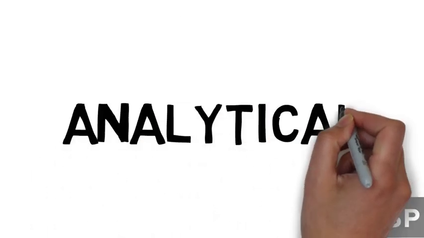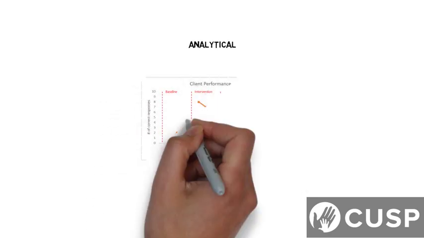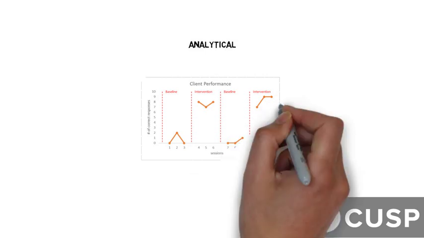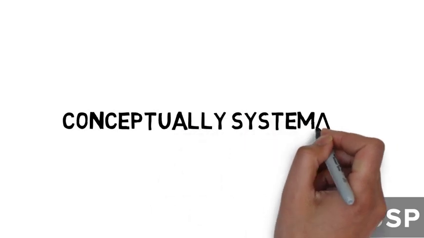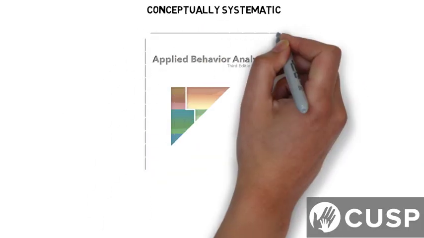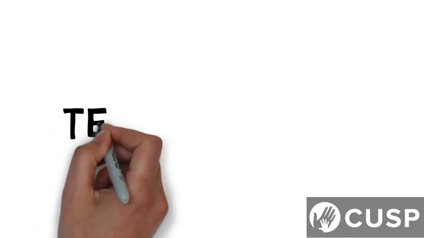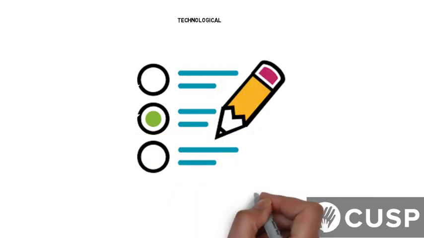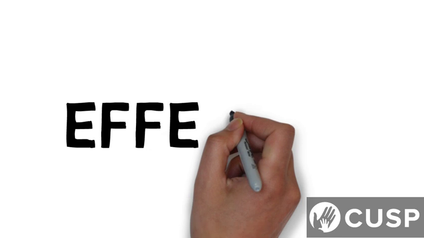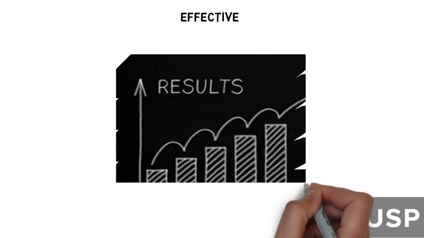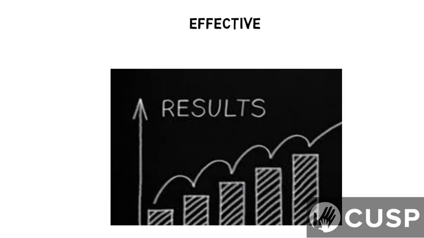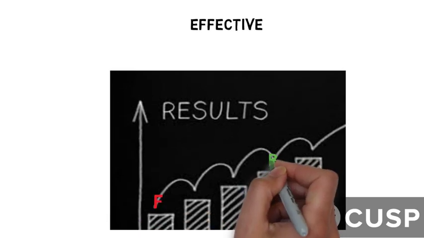Analytical. Here we determine if there is a functional relationship between the treatment or independent variable and the subsequent target behaviors or dependent variables. Conceptually systematic. The interventions used are derived from established principles of behavior analysis. Technological. The treatment plan is written with sufficient detail that it can be implemented consistently across multiple people. Effective. The intervention is working to either increase desired behavior or decrease undesirable behavior. It should be noted that the change should be significant enough to make a meaningful difference.